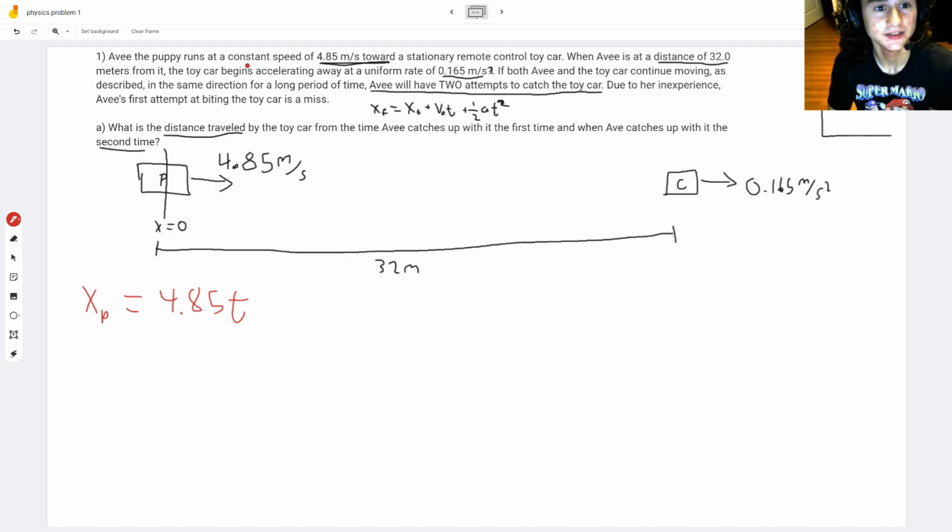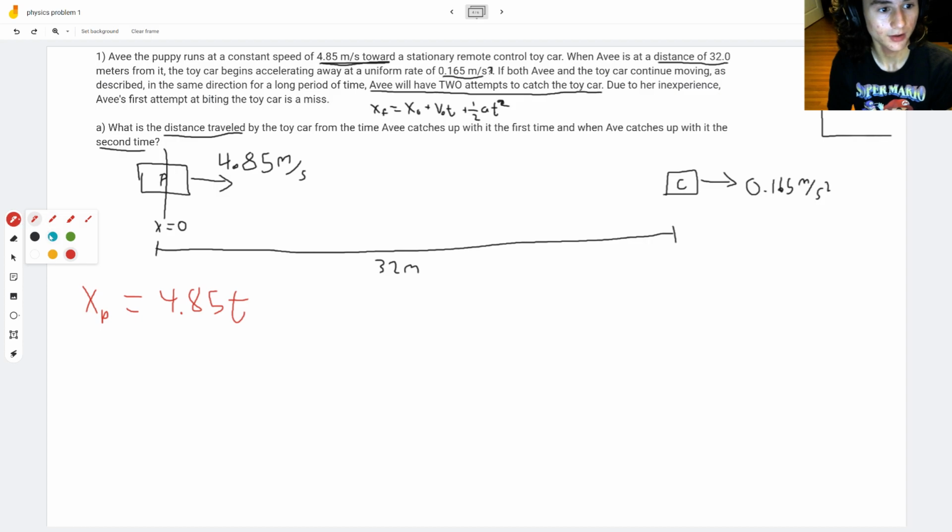Now it says it's running at a constant speed, so that implies that the speed is not changing, and that means that there's no acceleration; the acceleration is equal to 0. Because acceleration means that the speed is increasing, versus constant speed just means the speed is remaining the same. So we don't have to include this part in the equation for the x of puppy.